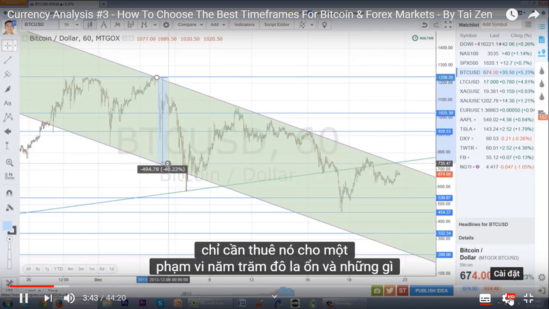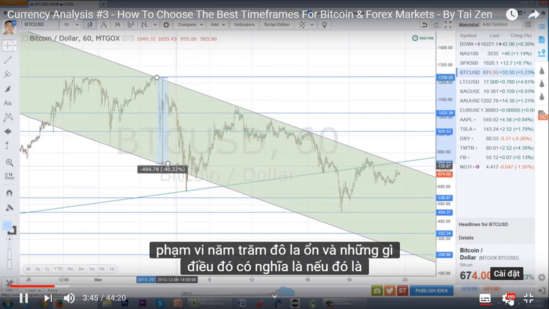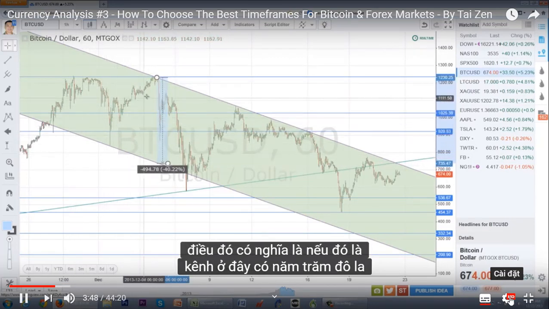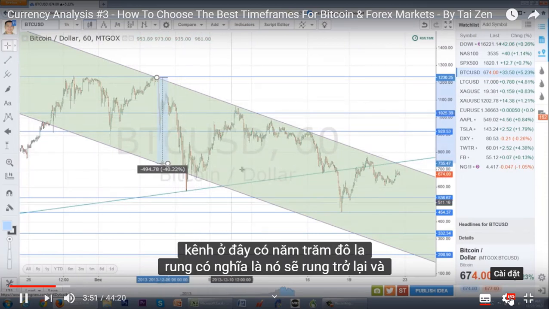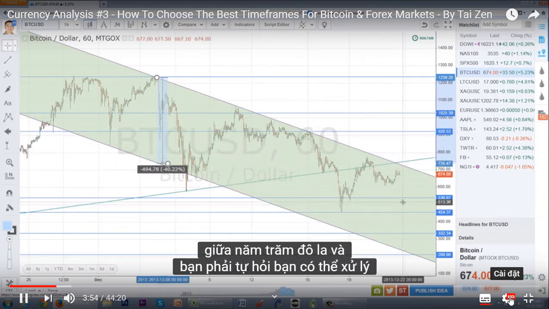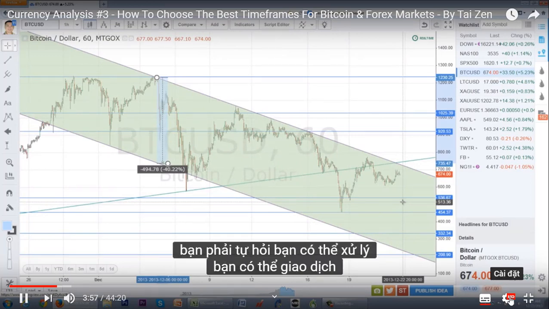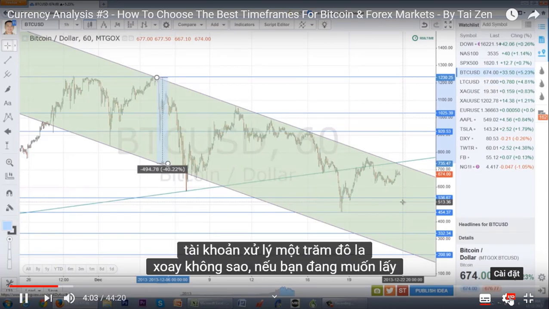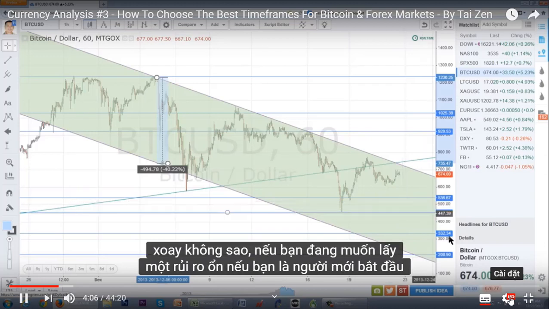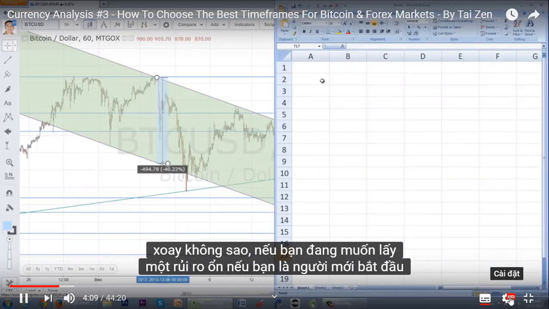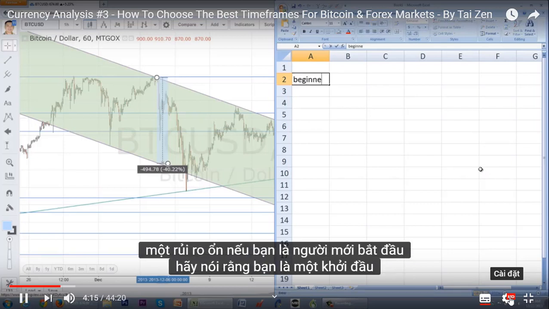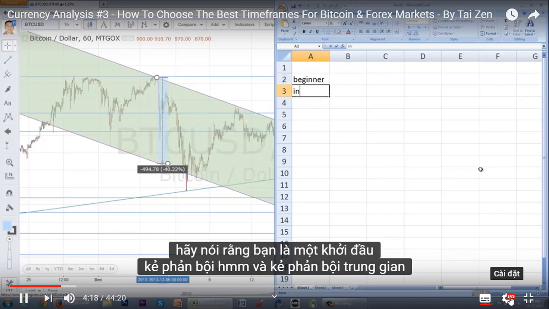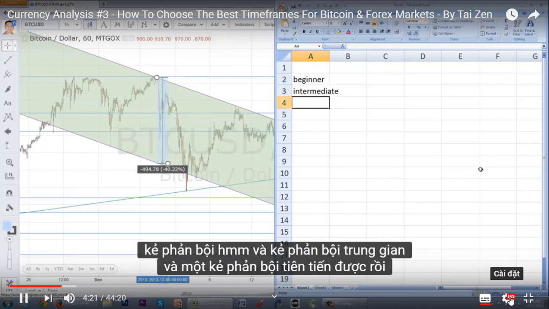What that means is that if the channel here has a $500 vibration, meaning that it'll vibrate back and forth within $500, you have to ask yourself, can you handle that? Can your trading account handle a $500 swing? Let's say that you are a beginning trader, an intermediate trader, or an advanced trader.